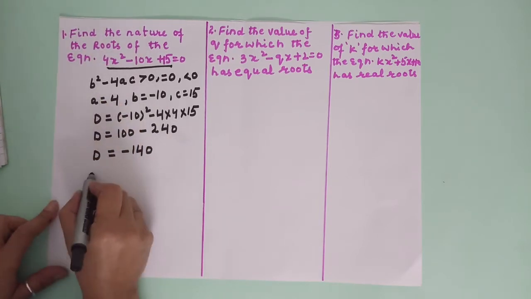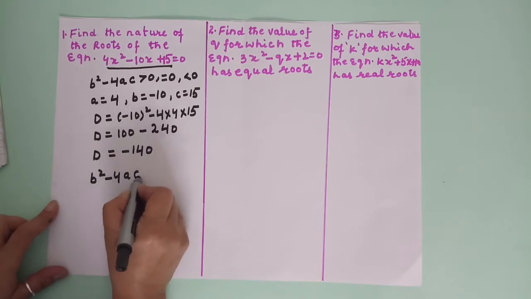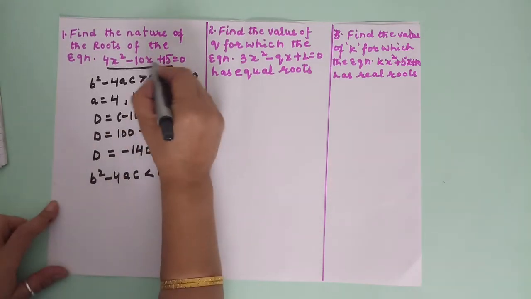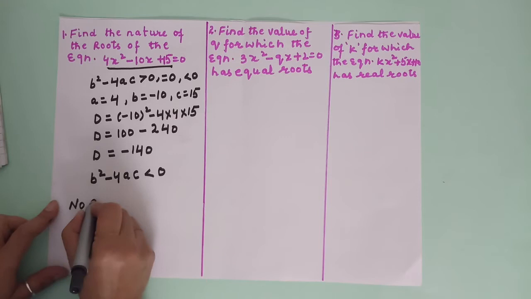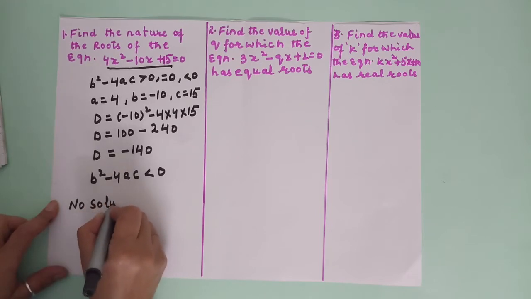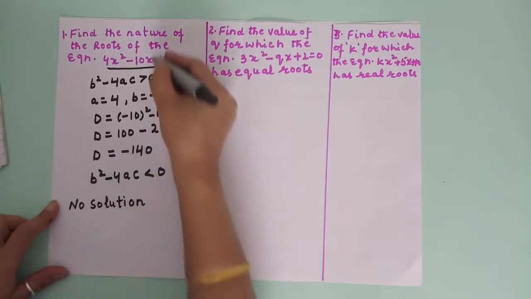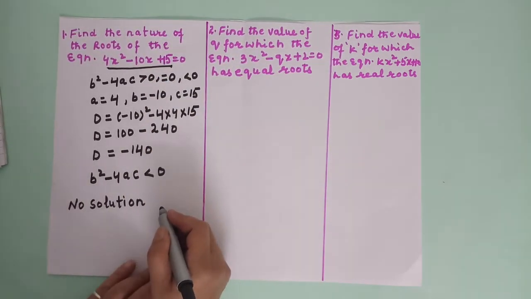So you have seen that your discriminant, that is b square minus 4ac, is less than 0. So what can you say about the roots of this quadratic equation? It has no solution or the roots are imaginary. This is how you comment upon the nature of the roots of the equation.